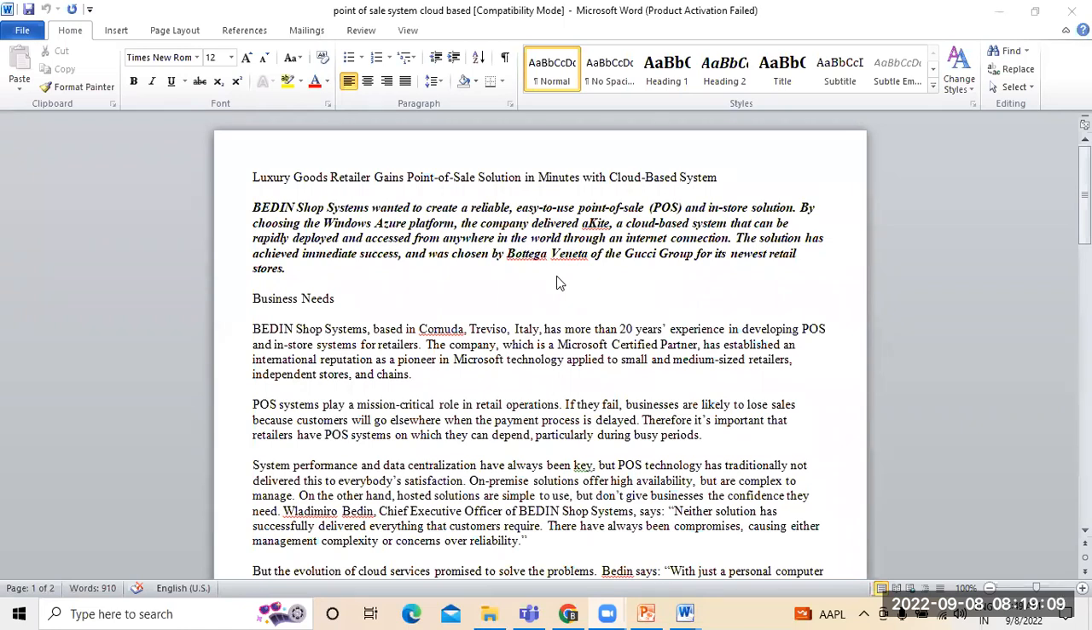They have a new venture called Bottega Veneta. They used it in their retail store successfully. They even achieved success. So this is generally the case study for this cloud-based point of sale system. There must be a name for the product, right? If you're developing a product, there must be a name. So the name they have given is Ekite. Ekite is the name they have given to that product, the cloud-based point of sale system.